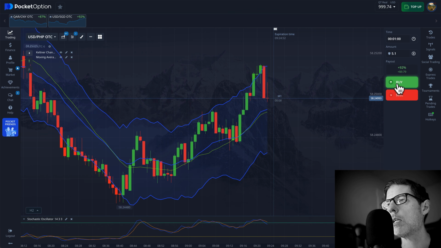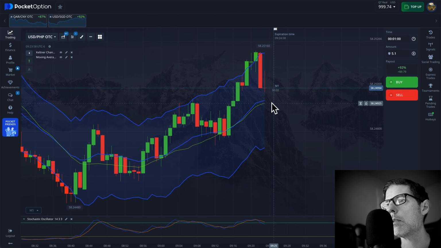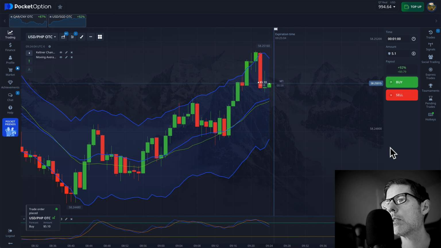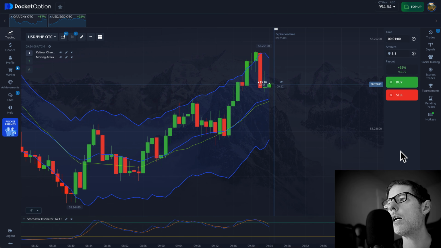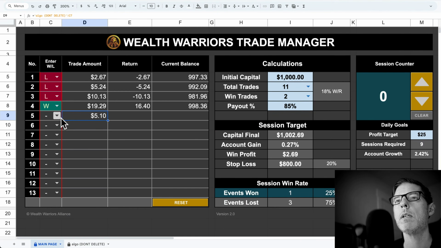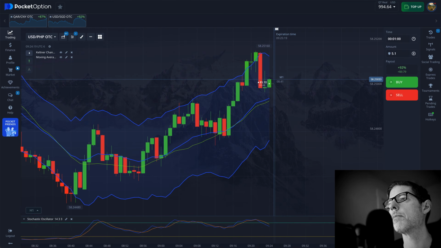Let's go ahead and get some trades in. Let's do that. I want to see if this comes down a little bit more. But it doesn't look like it's going to happen. Okay, I went ahead and entered. This is going to be a 1 minute expiry. If this is a loss, the next trade amount is 1110.